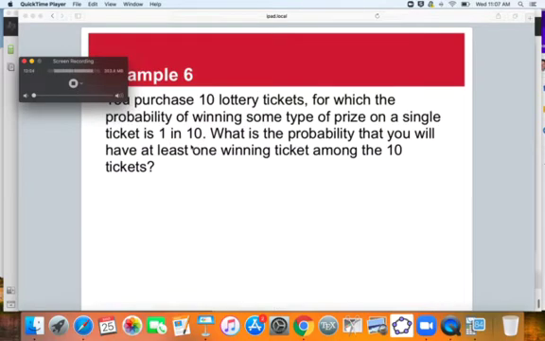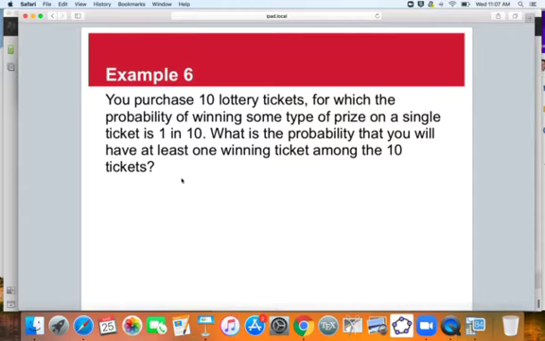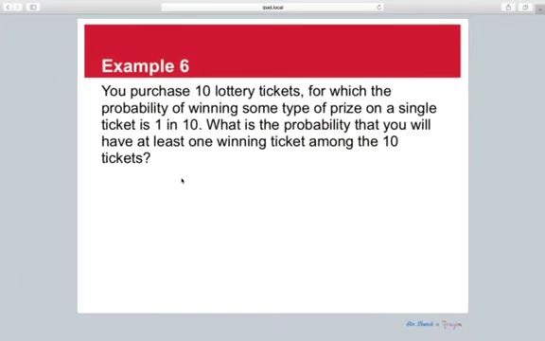All right, so last example here. I'm going to add some real life context, not just coin flipping. You purchase 10 lottery tickets for which the probability of winning some type of prize on a single ticket is 1 in 10. I'm just going to make a note of that. So probability of winning on a single ticket is 1 in 10. What's the probability you will have at least one winning ticket among the 10 tickets?